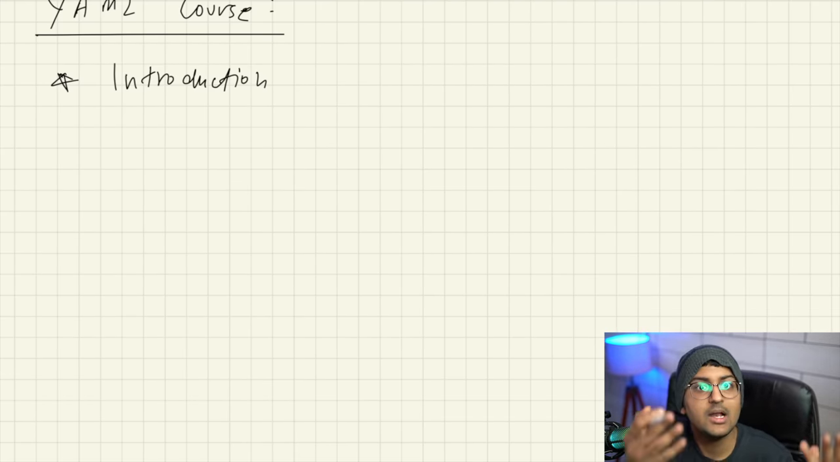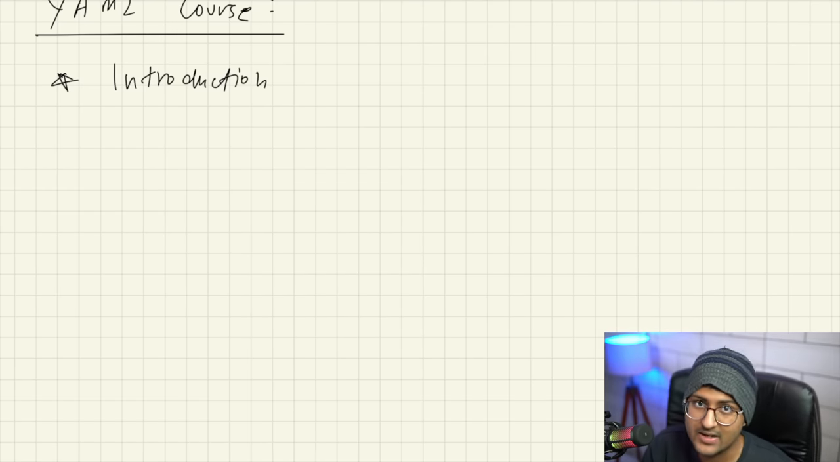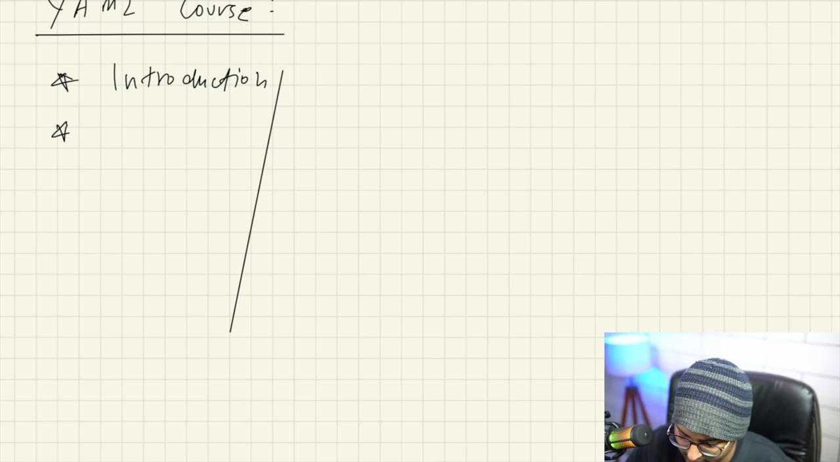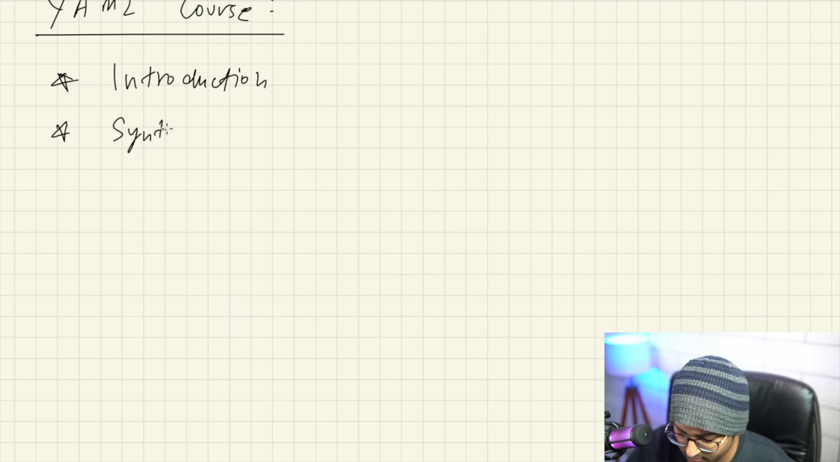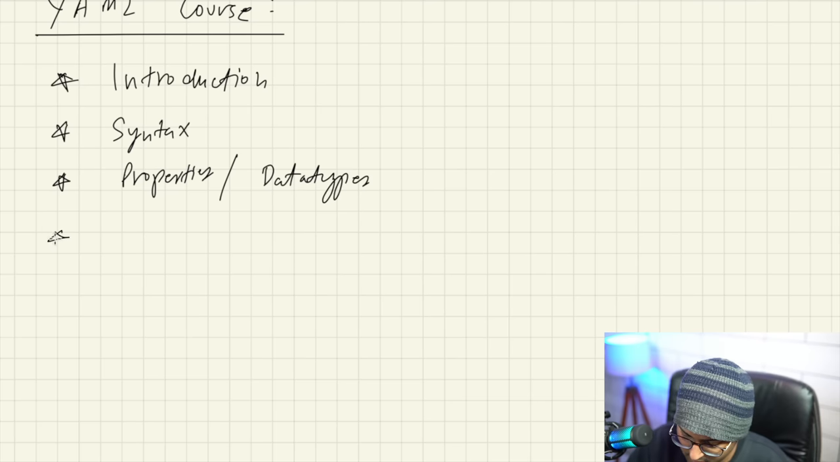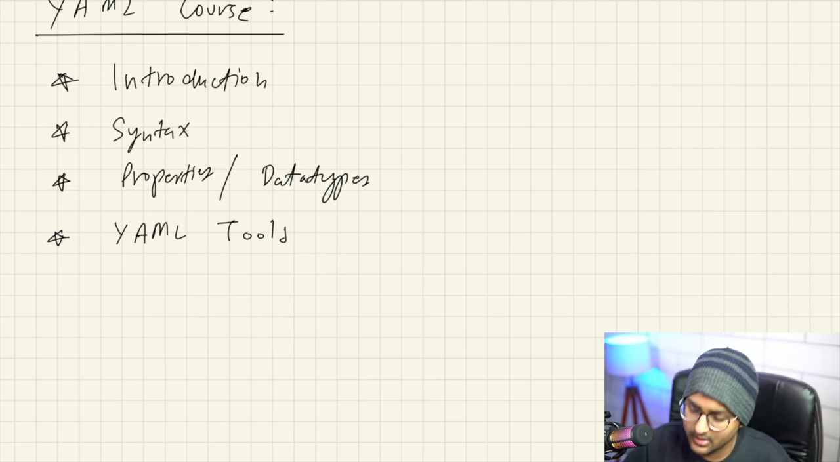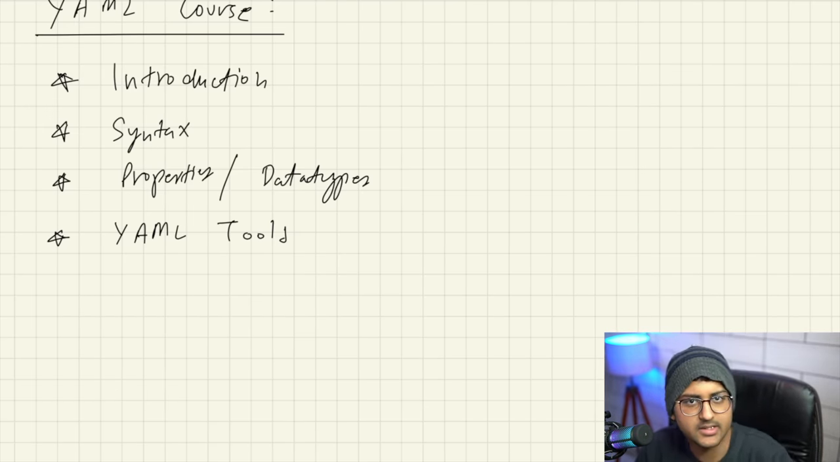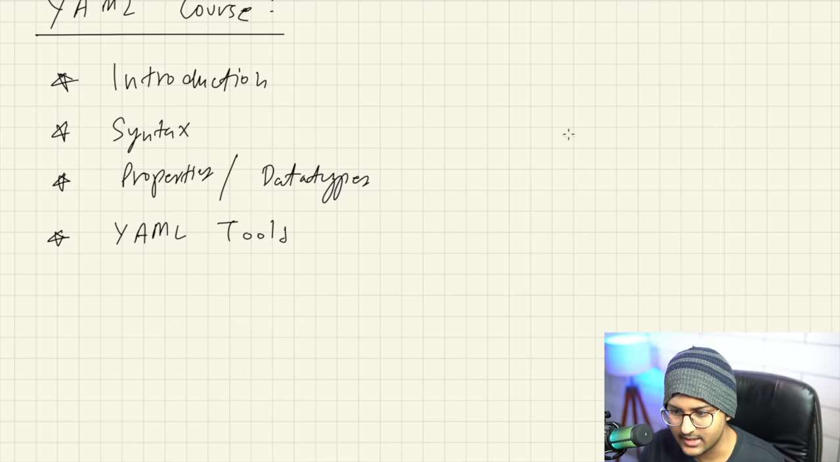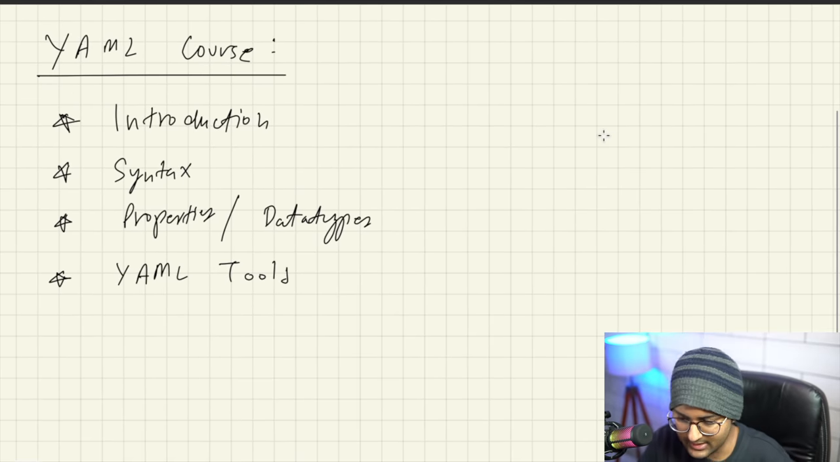These are files, okay? You have text files. If you've done my Java bootcamp, we had a .java file. Similarly, we have YAML files. I'll tell you what this is all about. We're going to cover the syntax, properties and data types, and YAML tools. So for example, we'll be covering a few YAML tools, and the links are in the description. I'll share this at the end of the video itself.